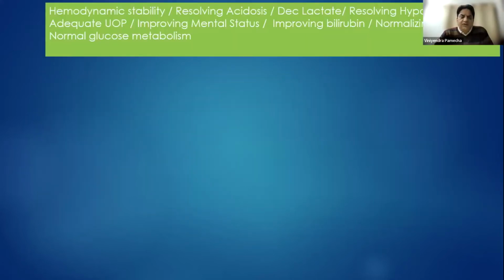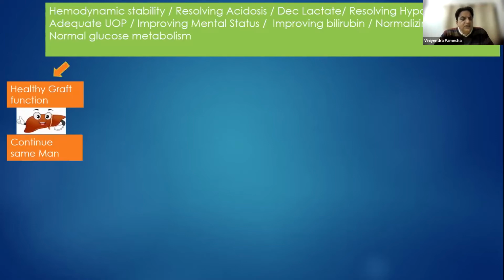So coming to how to go about this. If you've got a patient who is improving, who's hemodynamically stable, his lactate is coming down, acidosis is improving, he's got an adequate urine output, has an improving INR with decreasing bilirubin, and he's got a normal glucose metabolism with an improving mental status as well. That all means that you've got a healthy graft function and you just continue the same management.